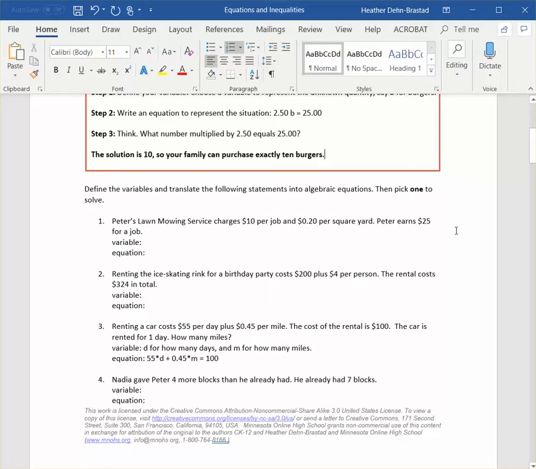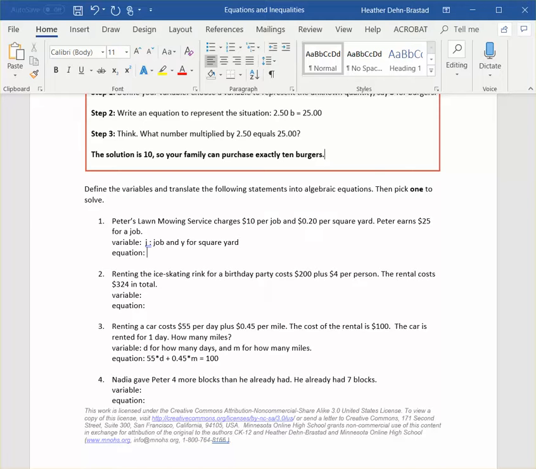So in this one, the only variable would be per square yard, because it says Peter earns $25 for a job. So if you are going to use the variable of job, J for job, it's going to be 1 if you try to solve this one. Let's write this one out a little bit. The variable would be J for job, and should we say Y for yard, for square yard?